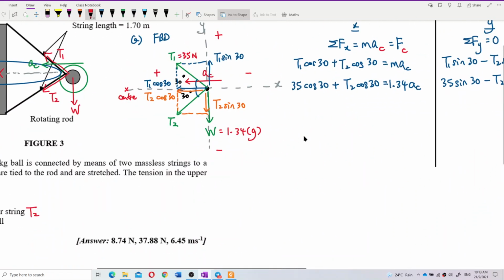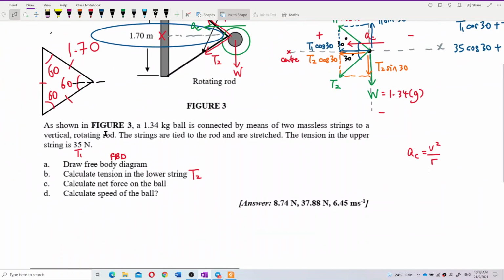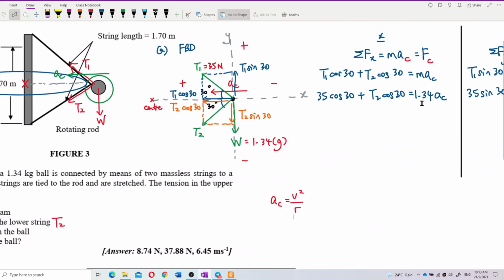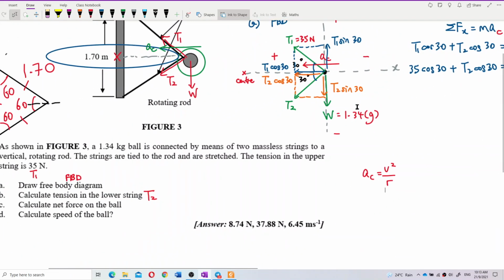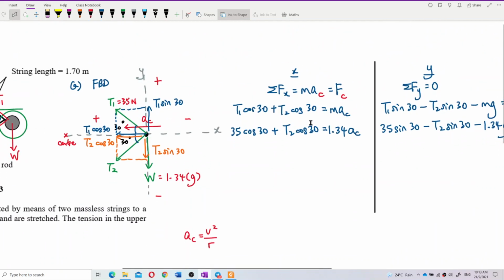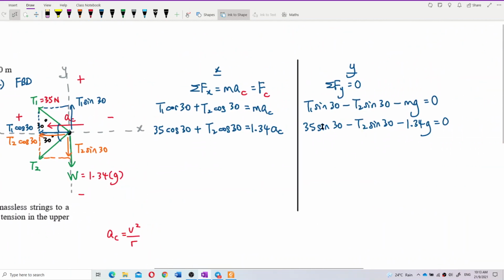Actually, the AC is V squared over R. But V is not provided, isn't it? So we cannot find AC, and we cannot find T2 from the x component. We have to find it from the y component. Yes, you can find T2 there. There is a T2 over here, and all the other values are already known. G is 9.81, so just substitute it and you can find T2.